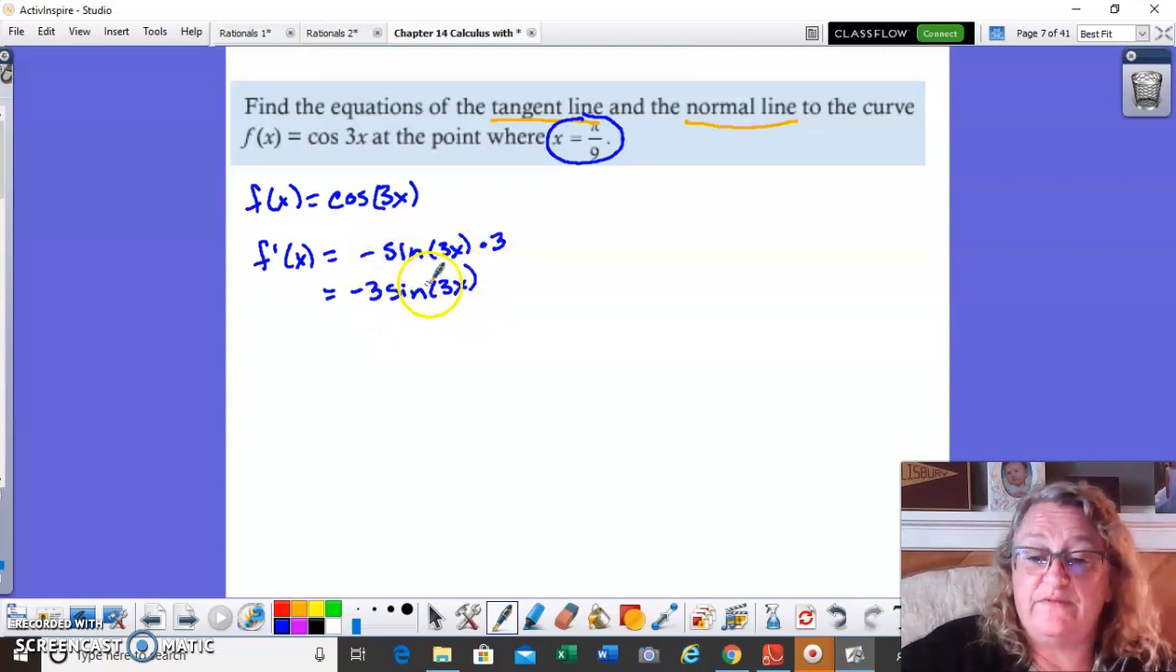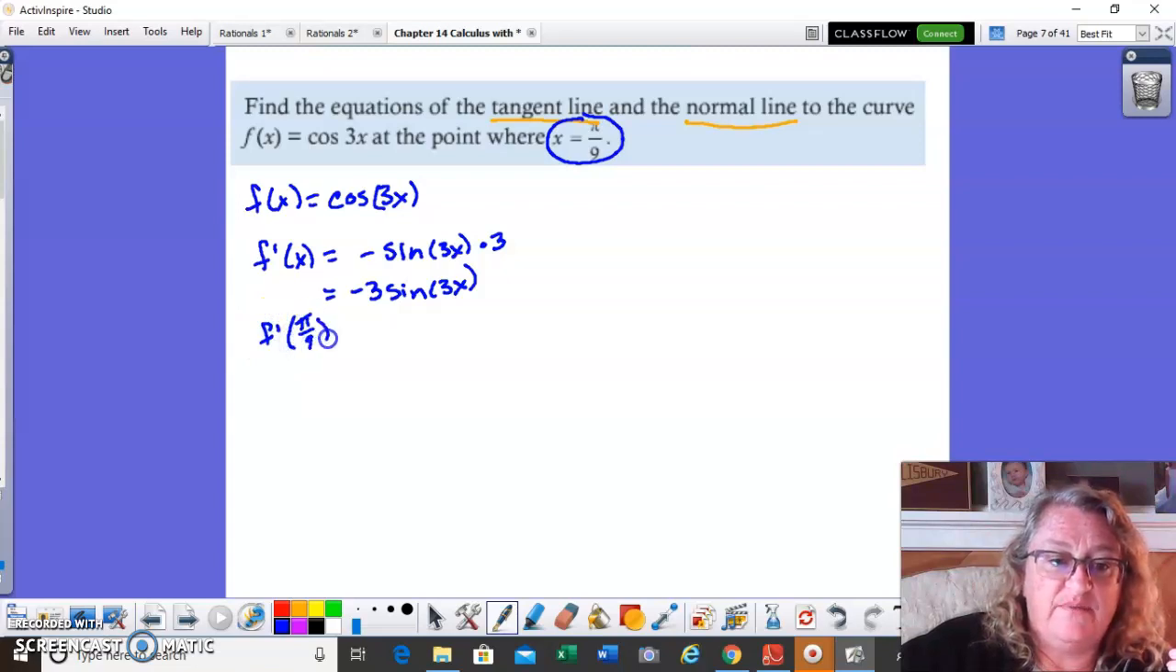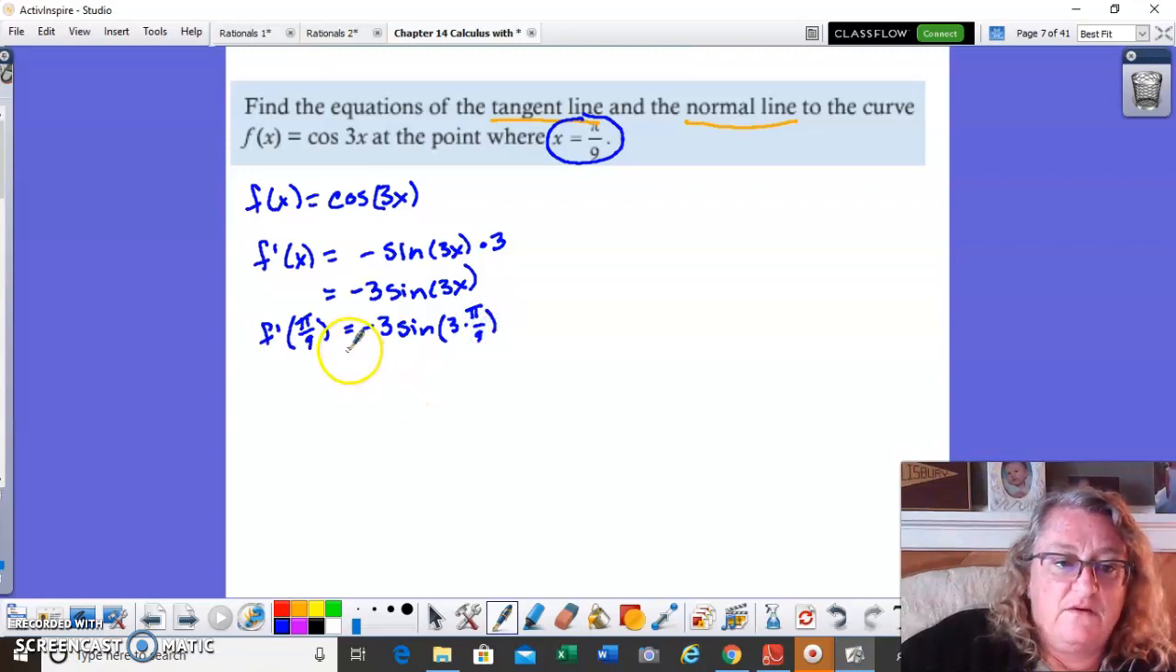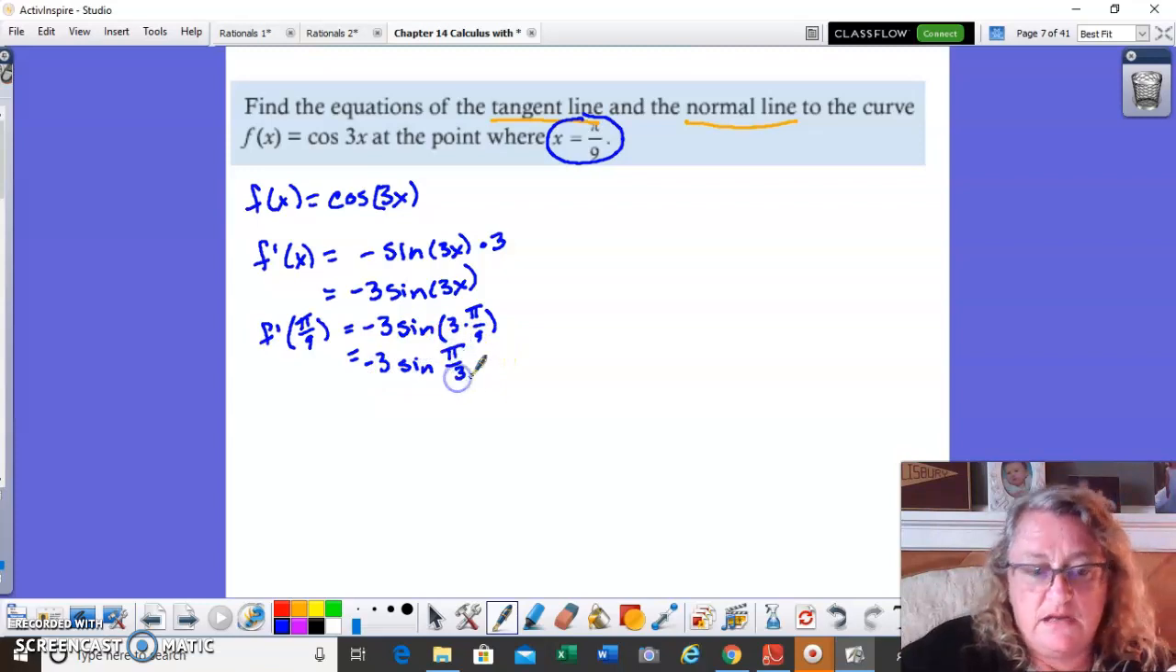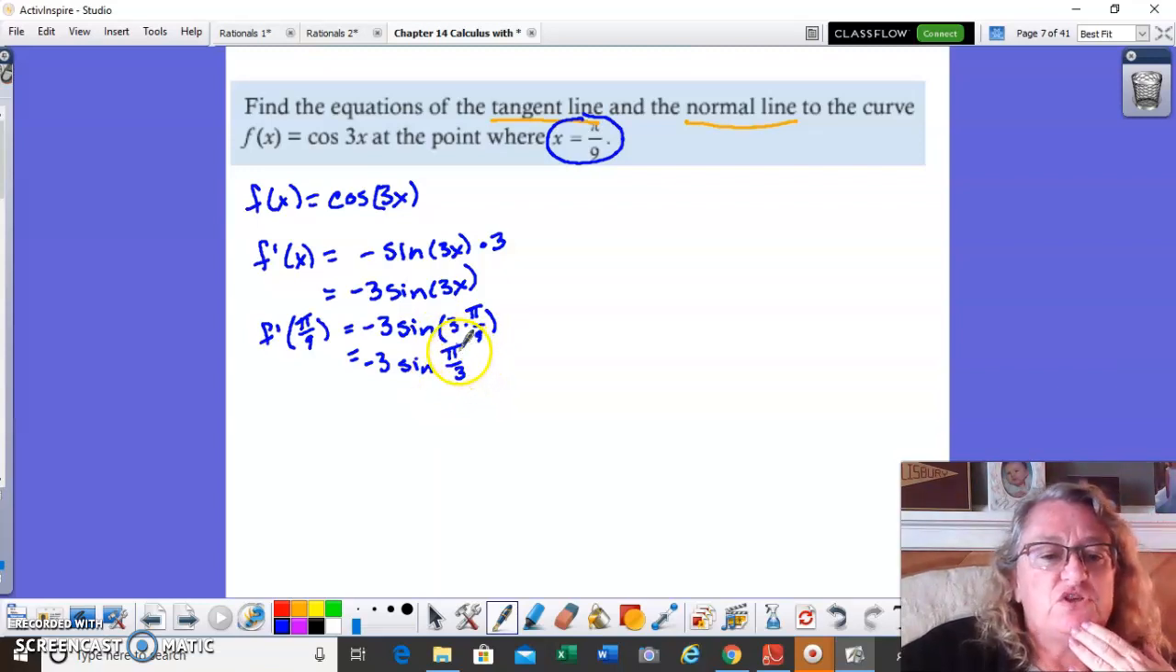Now to get the actual slope of this specific line, I'm going to take the derivative and put in the point they gave me of pi over 9. Negative 3 sine of 3 times pi over 9. So what we're looking at is negative 3 times the sine of pi over 3. This is where we have to go back to the exact value table that you did in trig. My brain works in degrees, so a lot of times you'll hear me convert these to degrees. Pi is 180 degrees, so pi over 3, divide that by 3, would be 60 degrees.